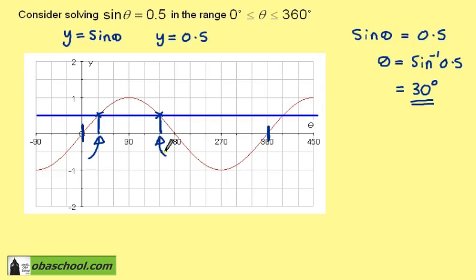The other solution is here, and by symmetry we can see it must be 30 degrees before 180 degrees. So this solution is at 150 degrees. So the answers for this are theta is 30 degrees and 150 degrees in the range from 0 degrees to 360 degrees.